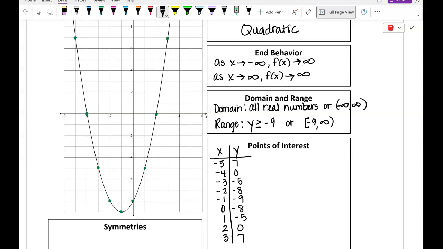So let's start with x-intercepts. Do I have any x-intercepts on this graph? Yes, there are 2 in this case. So we have here -4, 0. This is an x-intercept. And then we have 2, 0, which is an x-intercept. And we can see those in our table of values here.